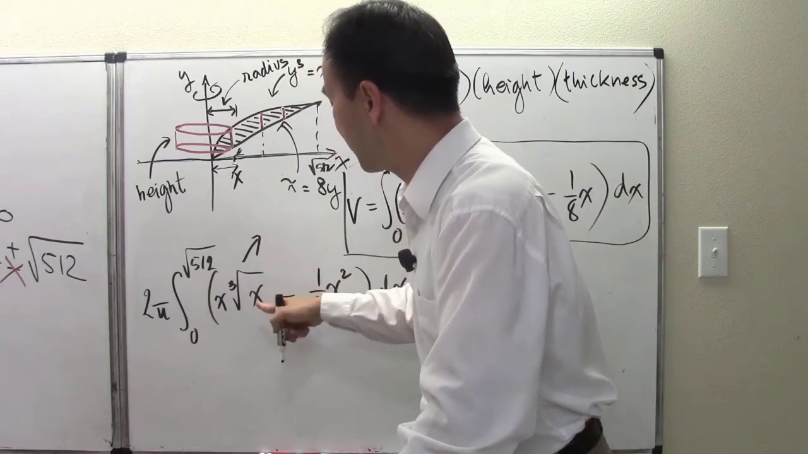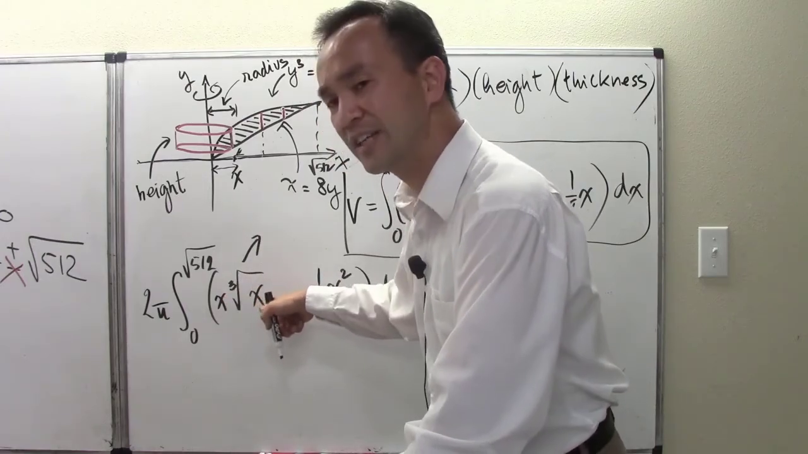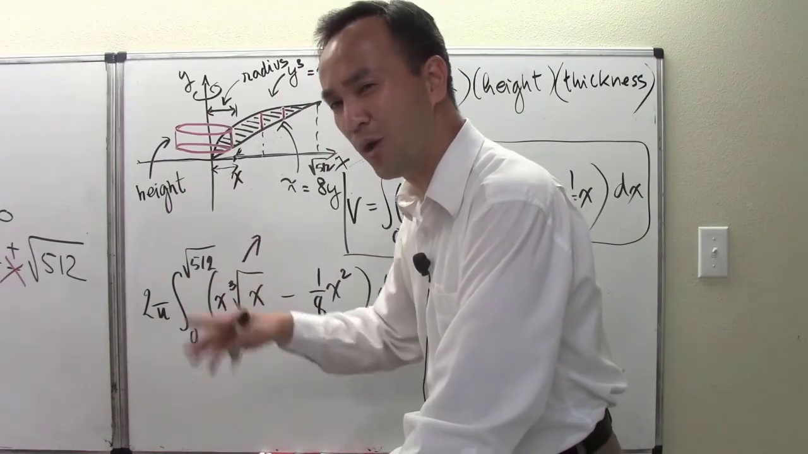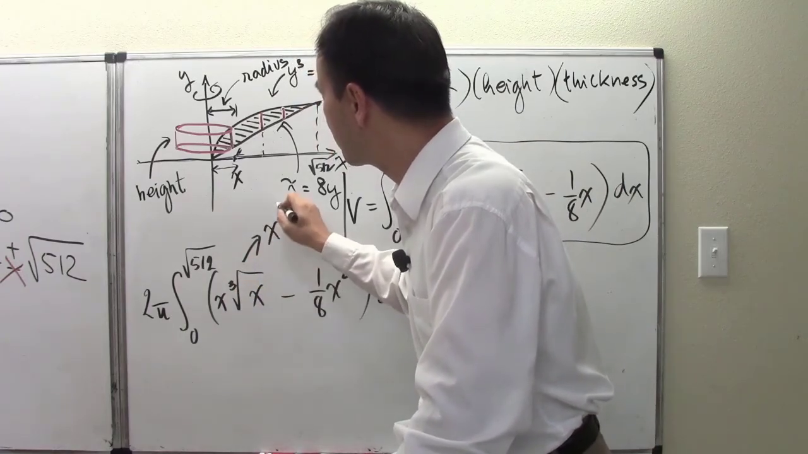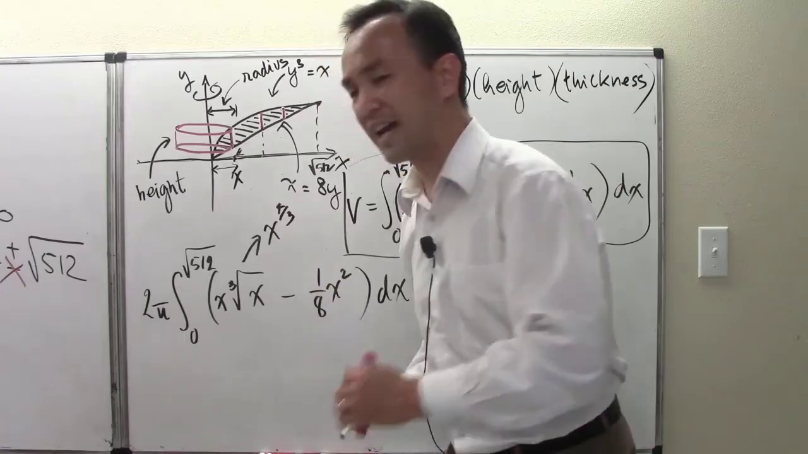This is really the same as x to the power 1, but this is x to the power 1/3. So 1 plus 1/3 is 4/3. So altogether, this term here is x to the 4/3 power. So make a note of that for me.